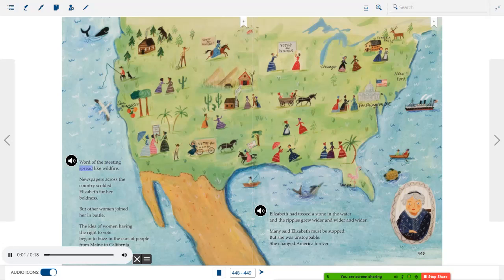Word of the meeting spread like wildfire. Newspapers across the country scolded Elizabeth for her boldness, but other women joined her in battle. The idea of women having the right to vote began to buzz in the ears of people from Maine to California.